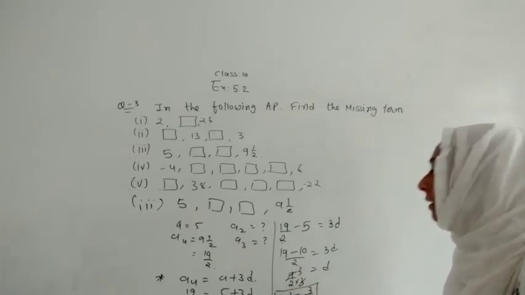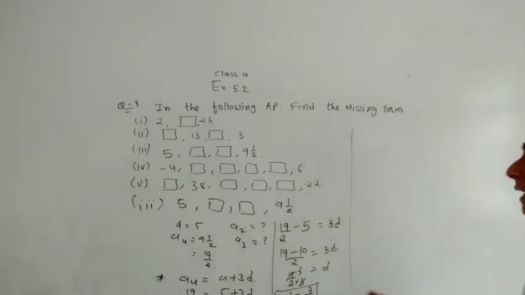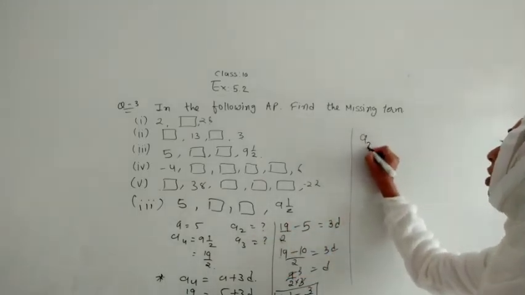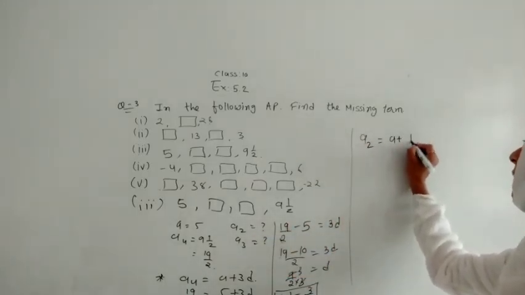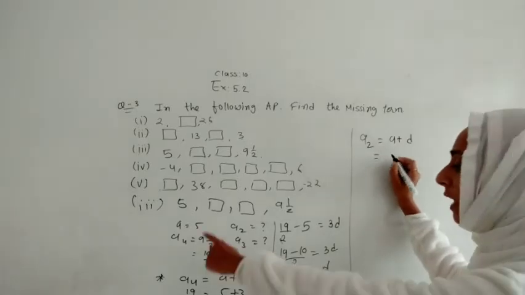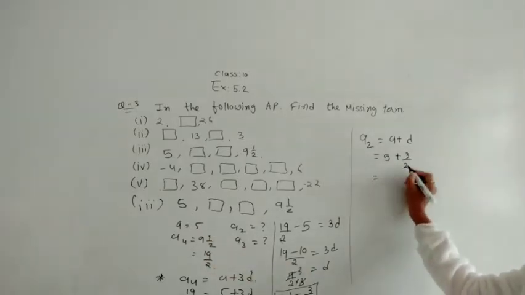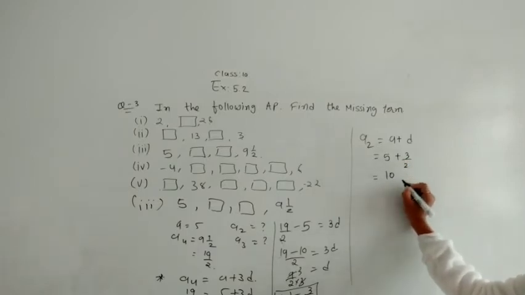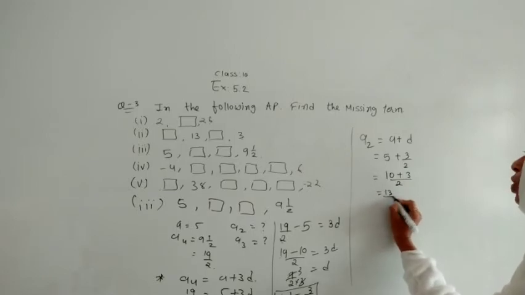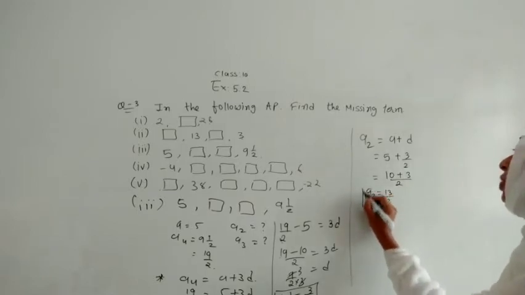Now highlight it. अभी हमें क्या ढूंढना है? So let us see, हमें A2 ढूंढना है. तो A2 actually में क्या है? वो है A plus D. So the value of A we are having as 5 and D we got as 3 by 2. Here again we have to take LCM. So 5 2s are 10, and that plus 3, and denominator is 2. So 13 by 2, that is the answer of A2.